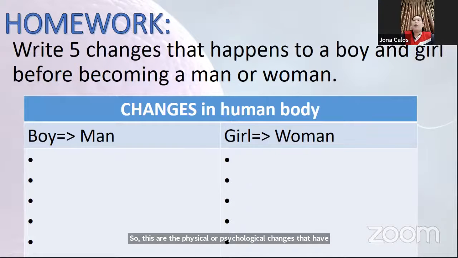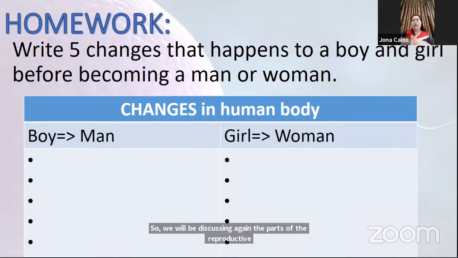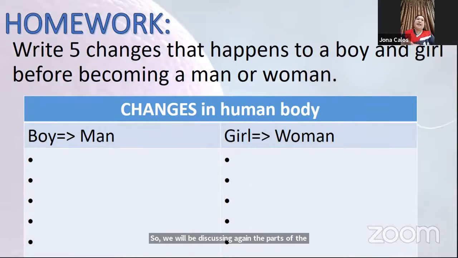So we will be discussing again the parts of the reproductive system as we go through, so that it would be easier and more clear for you to understand the function of the body parts. These changes that we are talking about are called puberty. Most of you are in this period. So what are these changes that maybe you have observed or you know?